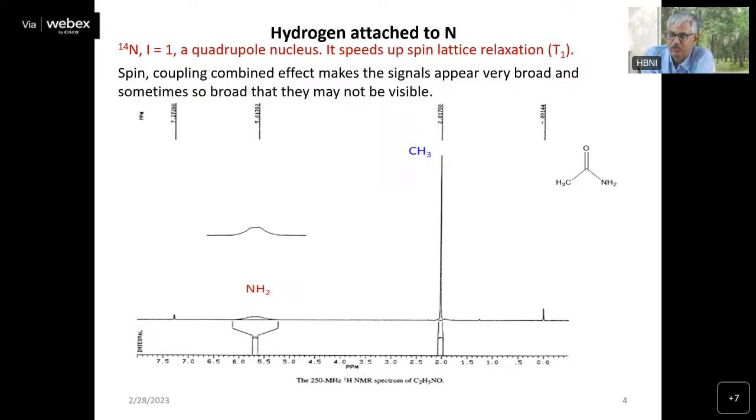In this particular case, this is for acetamide. If you see the acetamide, the CH3 proton comes around 2 ppm, whereas this NH2 comes around 5.5 ppm. But you can see it's quite broad actually. It started from 5.1 and goes almost up to 6.1. So one peak covering 5.1 to 6.1 ppm. It's a very broad peak, and that is because of the quadrupolar nucleus; the nitrogen quadrupolar coupling is there, which speeds up the spin relaxation process, and also the coupling.